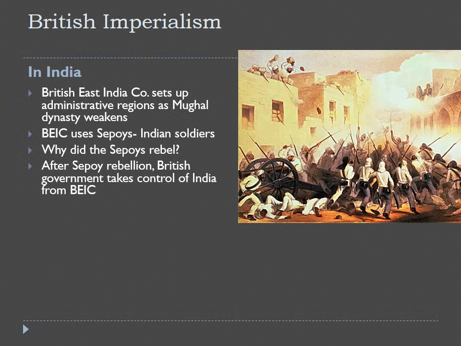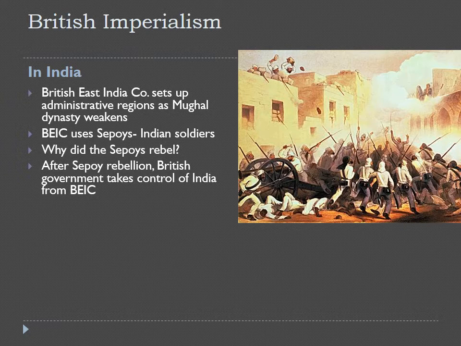The sepoys rebel because the British were using gun cartridges, and you need to be able to quickly slide the ammunition into the gun, and the grease that they were using was either pig or cow fat, it just depended. And our sepoys are Hindu, and they don't believe in eating meat. So when they had to use their mouths to bite open this cartridge to slide it into the gun, they were indirectly or unknowingly consuming animal products. And the British knew of the Hindu belief, and they chose to ignore it and not respect it. And that is why the sepoys rebelled.